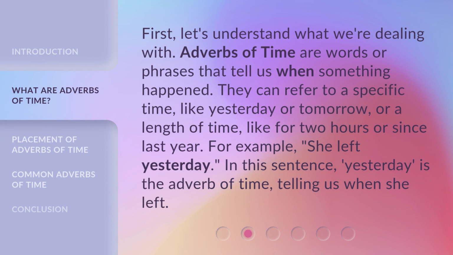First, let's understand what we're dealing with. Adverbs of time are words or phrases that tell us when something happened. They can refer to a specific time, like yesterday or tomorrow, or a length of time, like for 2 hours or since last year. For example, she left yesterday. In this sentence, yesterday is the adverb of time, telling us when she left.